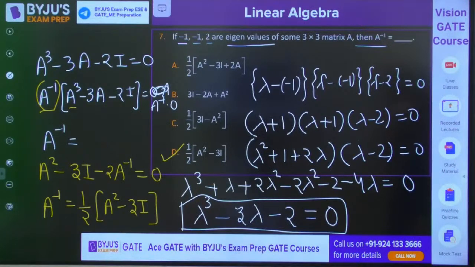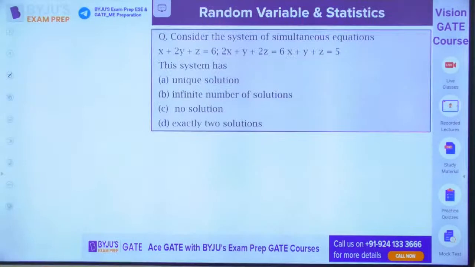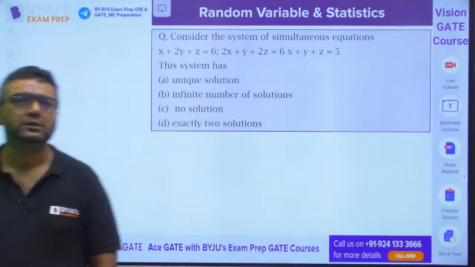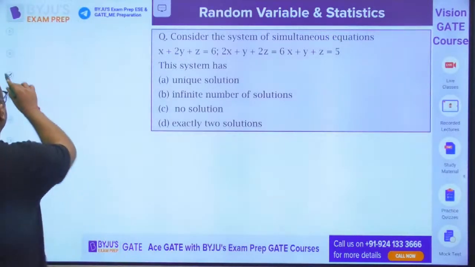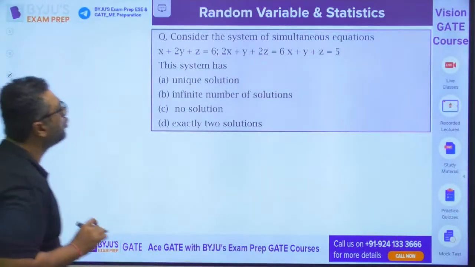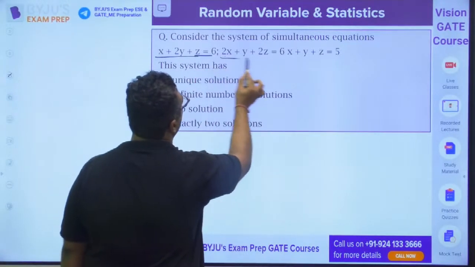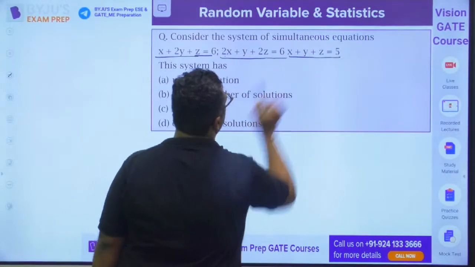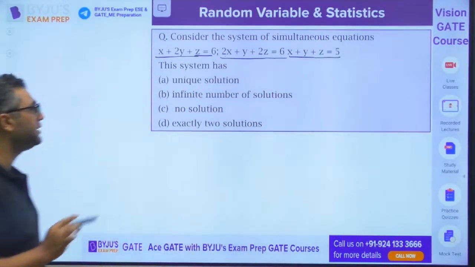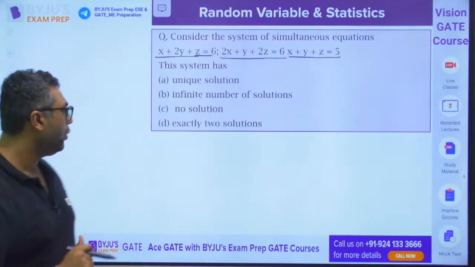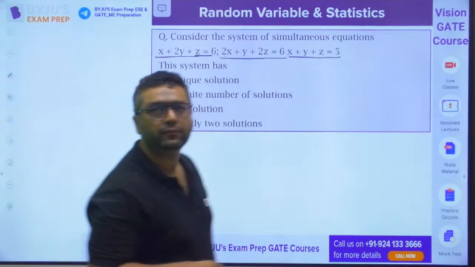Okay. So guys, moving for the next question. Now we are coming to some good questions. I feel now it is properly visible. Slightly bigger in size. And now the question is, this is equation 1, equation 2, equation 3. So this system is having unique solution, infinite number of solution, no solution, or exactly 2 solutions.